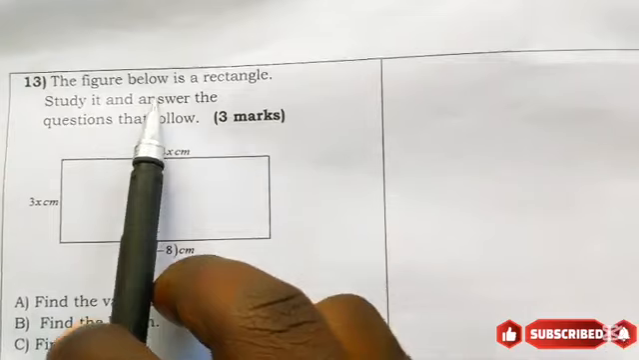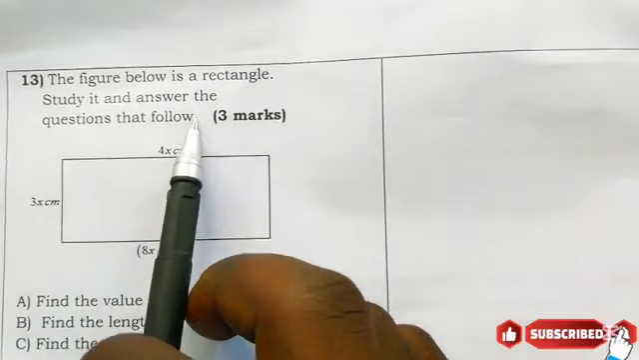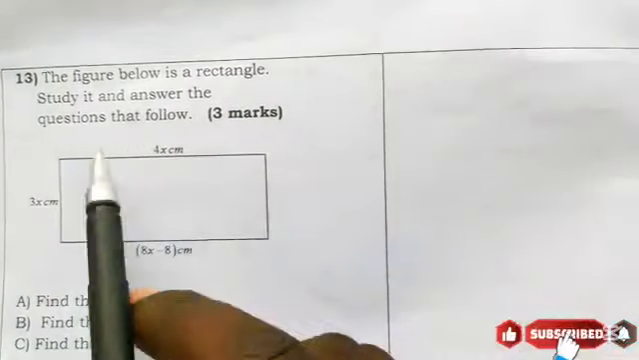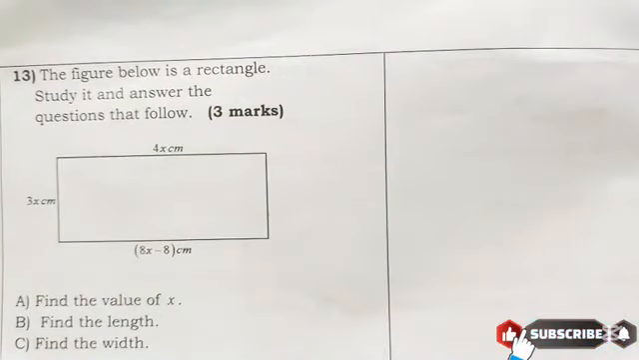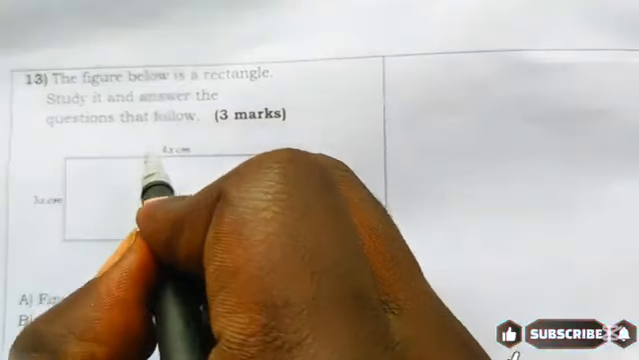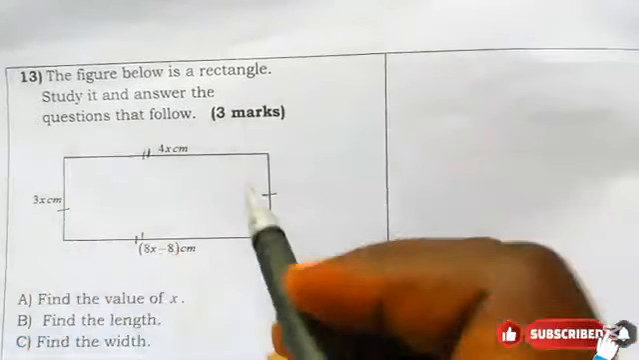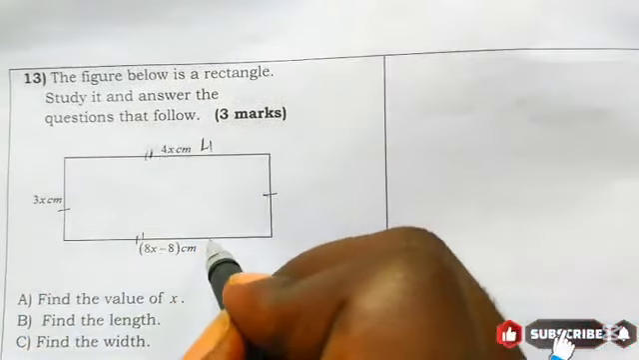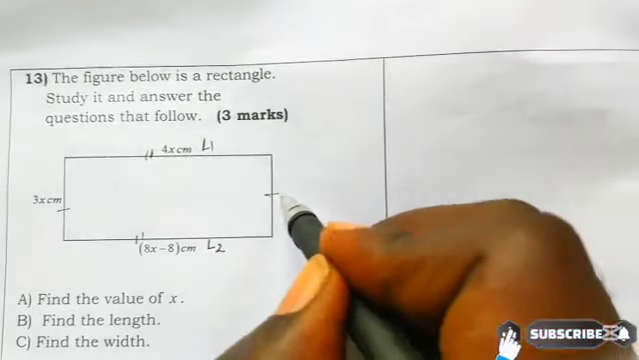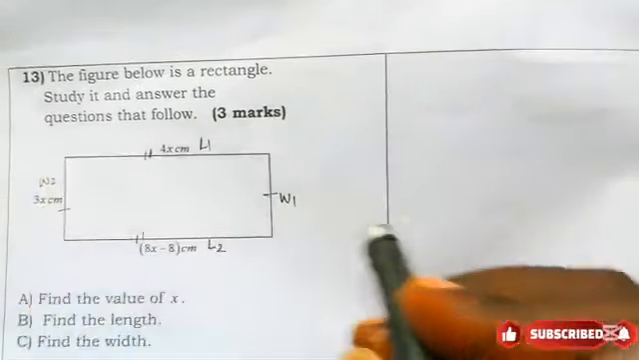13. The figure below is a rectangle. Study it and answer the questions that follow. This is a rectangular figure, so we have to know that this side equals this side, and this side again equals this side. This is length 1, which equals length 2. This is width 1, which equals width 2.